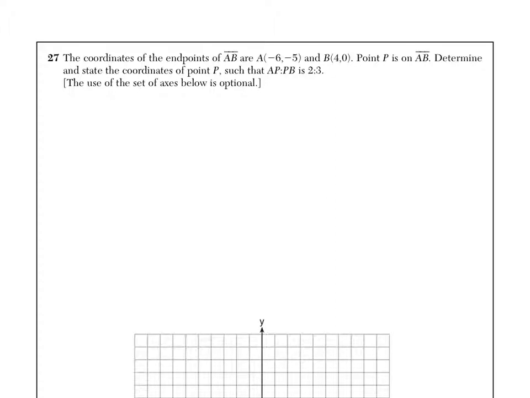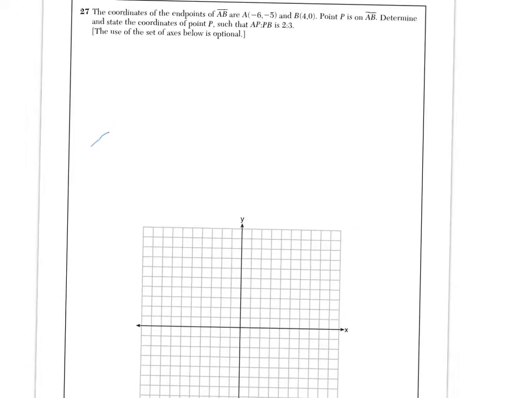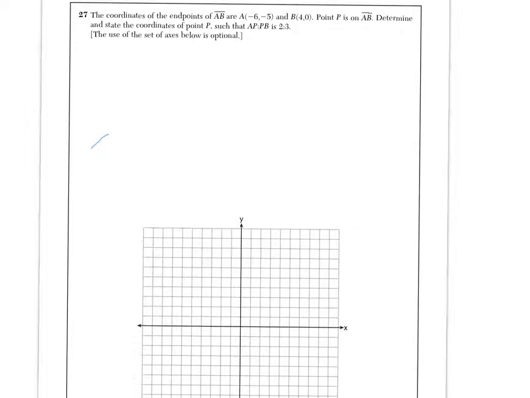Now for the second one, this is one of my favorites, all right? Now I'm going to zoom out a little here. We can look at the whole playing field here. Now this one says the coordinates of endpoints AB are A (-6, -5) and B (4, 0). Point P is on AB. Determine and state the coordinates of point P, such that AP to PB is 2 to 3.